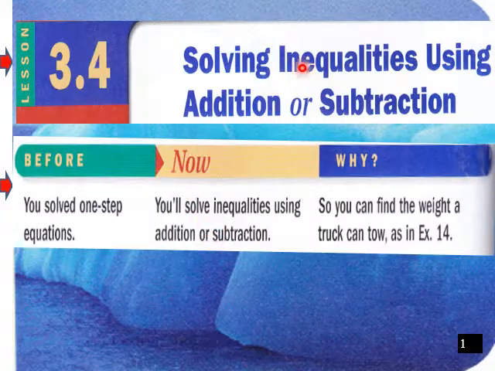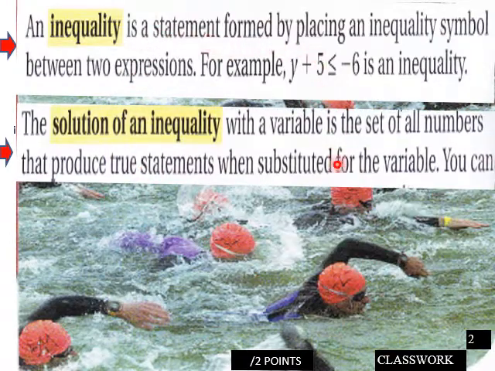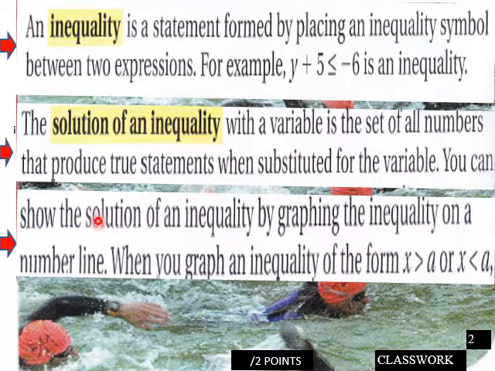Okay, solving inequalities using addition or subtraction. You'll solve one-steppers. An inequality is a statement, and this is your classwork, page 2, formed by placing an inequality symbol between two expressions. For example, y plus 5 less than or equal to negative 6 is an inequality. The solution of an inequality with a variable is a set of all numbers that produce true statements when substituted for the variable. You can show the solution of an inequality by graphing it on a number line.